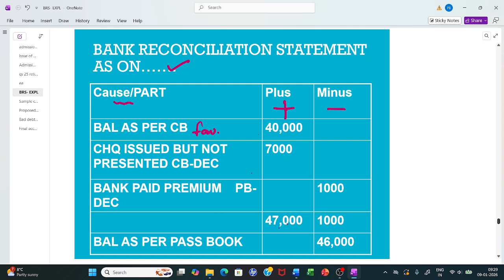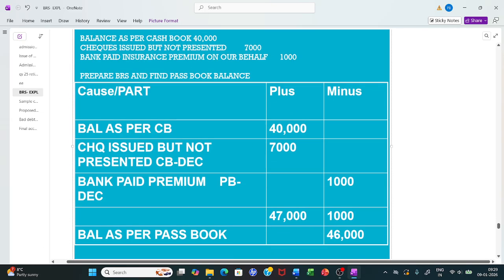Do the total of the plus column and the minus column. The plus column is more than the minus column. So 47 minus 1, 46,000, is my balance. And obviously plus is more, so this would be a favorable balance. We'll come to which one is favorable and unfavorable of which book. So we started with favorable, and we are somehow getting the other one also as a favorable balance.